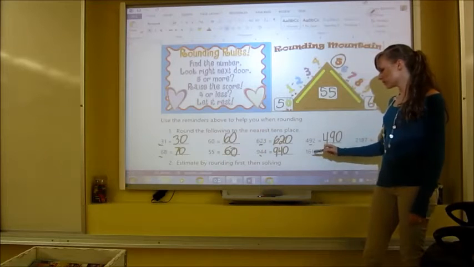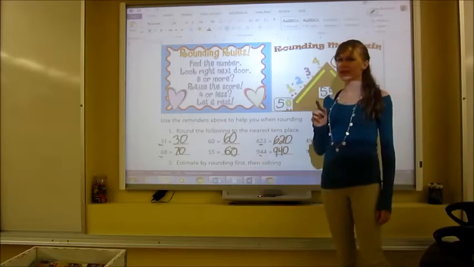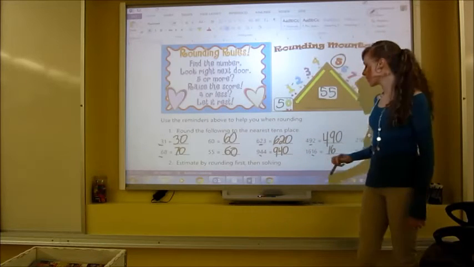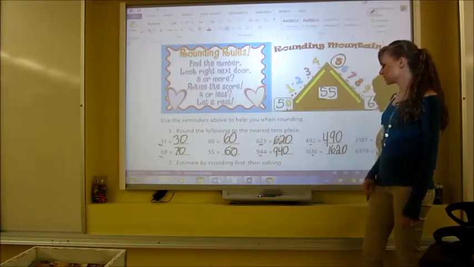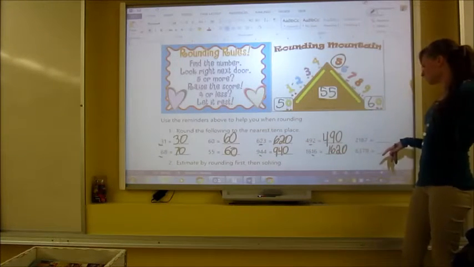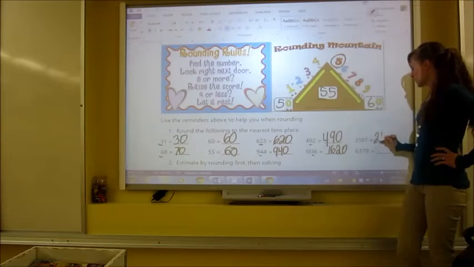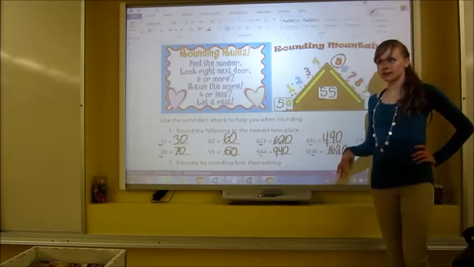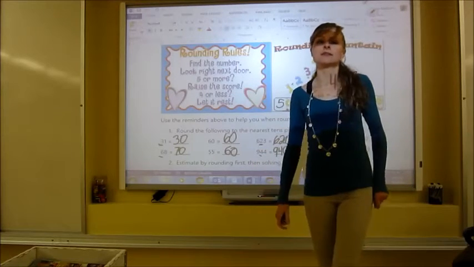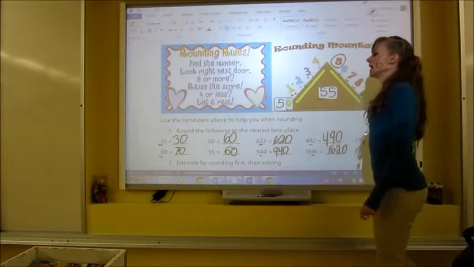The next one we've got is 1,616. So 1,600 stays the same. We're just thinking, is 16 closer to 10 or is it closer to 20? Well, 6 is 5 or more, so that means we raise the score, and that 1 turns into a 2, and we put a 0 after it, just like we always were going to. Okay, next up we've got 2,187. So 2,100 stay the same. We're thinking just 87. Is 87 closer to 80 or is it closer to 90? 87 is closer to 90. 7 is 5 or more, so we raise the score. So it's 2,190.